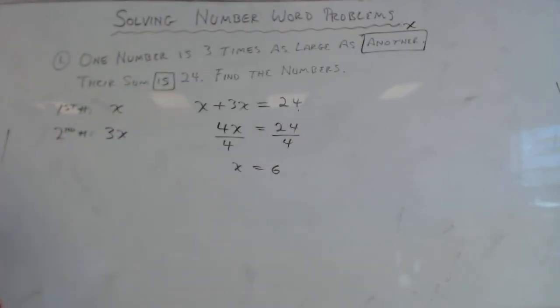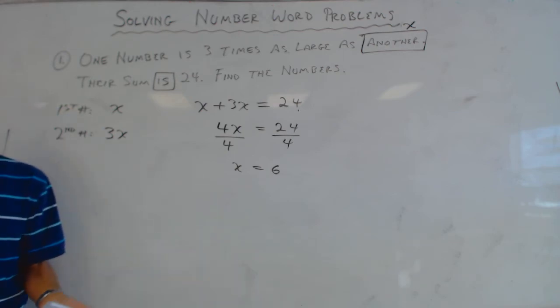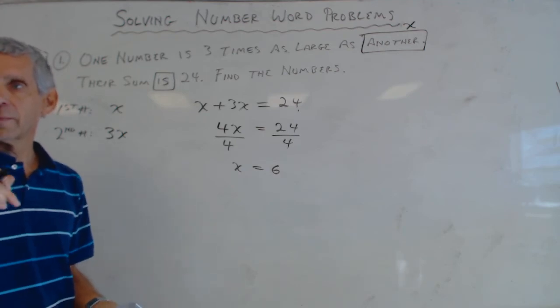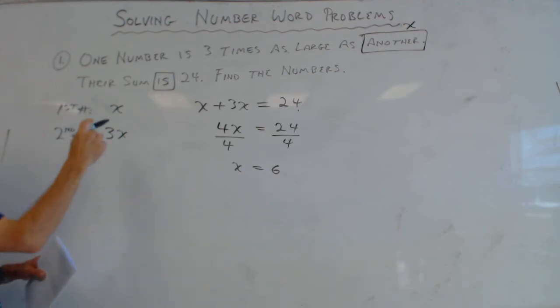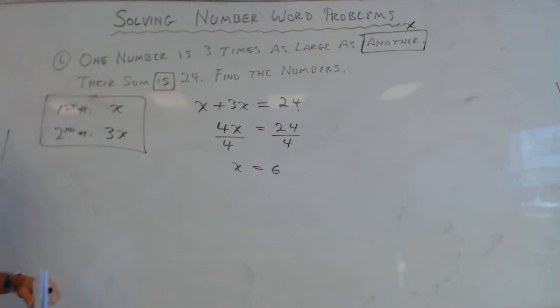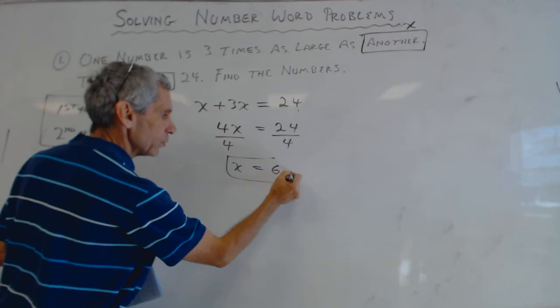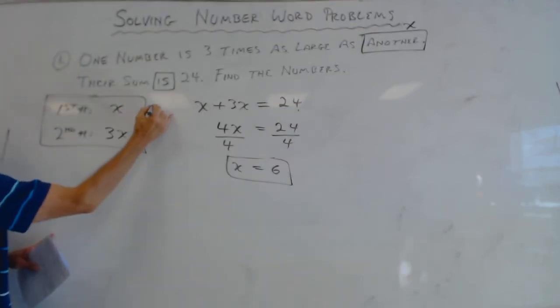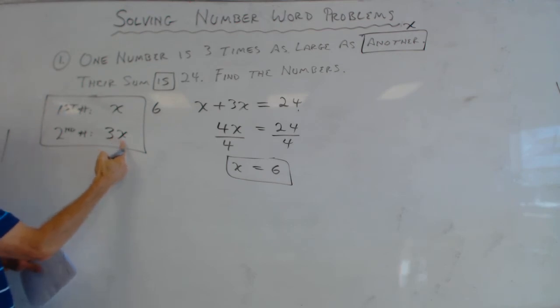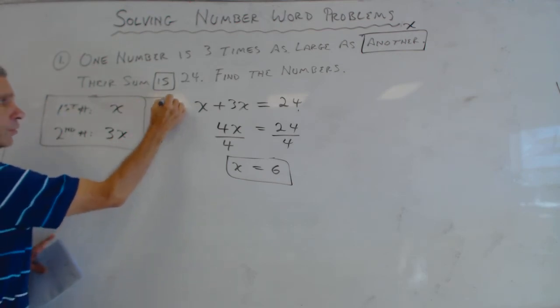Now, there's supposed to be two numbers here, but I only got one number. Why? Because you solved what x was, but you need to find what 3x is. Oh, right. Because this is my little table that tells me what I'm doing. This is really important to write out. Then my first number is x, and my second number is 3x. Because when I solve for x equals 6, I can come up here and say, oh, well, the first number is 6, and the second number is 3 times 6, which is 18. So those are my answers.